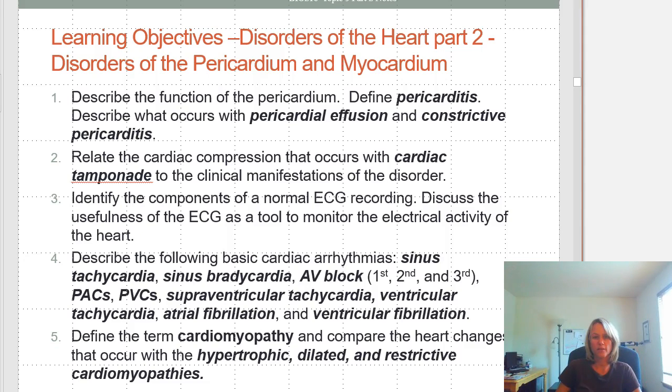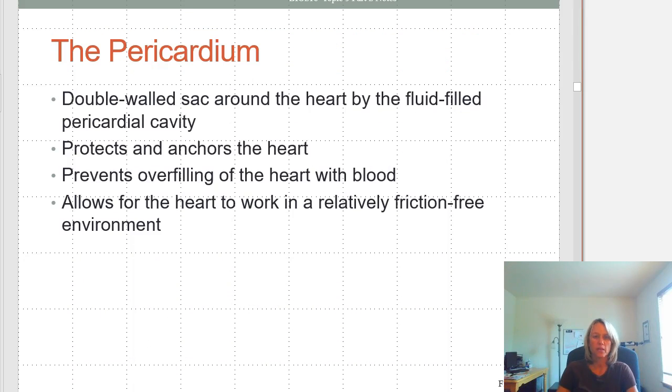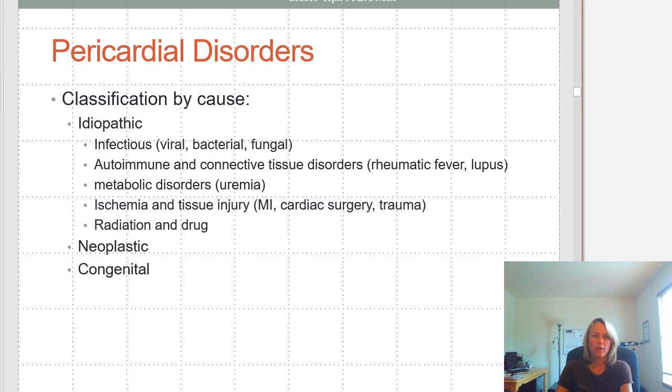now we're going to look at disorders of the pericardium and disorders of the myocardium. So remember, the pericardium is the double-walled sac that surrounds the heart. Pericardial disorders can be classified by cause. Many are idiopathic, and then there are a few things that can be linked to it, such as infectious, autoimmune, metabolic, and so forth. They can be neoplastic or cancerous, or some are congenital.